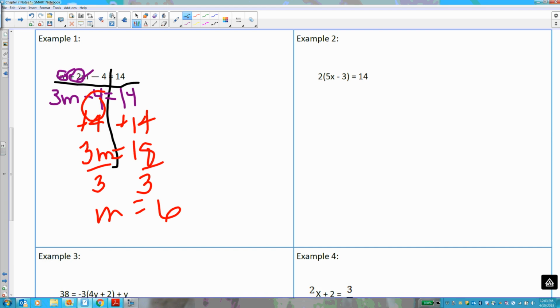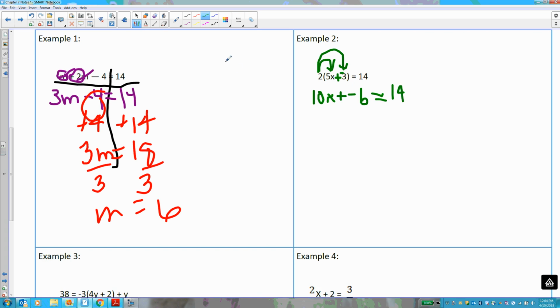Alright, example 2. So this one's a little bit more tricky. There are parentheses, so we're going to get rid of it. Remember from a while ago, the distributive property, where you have to take this 2 to everything inside. I'm going to change that subtraction sign to plus a negative, though, so I don't get confused. I'd like to do that. All right, so 2 times 5x makes 10x. 2 times negative 3 makes negative 6, so plus negative 6 equals 14.